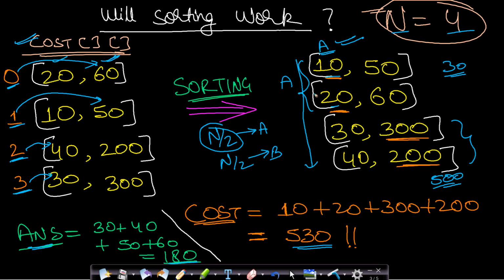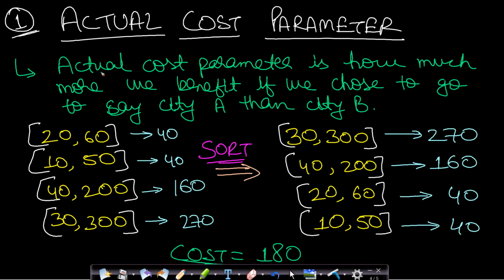And why is it not working? Because this is not the actual parameter which we want to minimize. So let us now see what is the actual parameter we want to look at. The actual cost parameter is how much more we benefit if we choose to go to, say, city A rather than going to city B, or vice versa. In this case I will assume that the benefit parameter is how much we will benefit if we go to city A rather than city B.